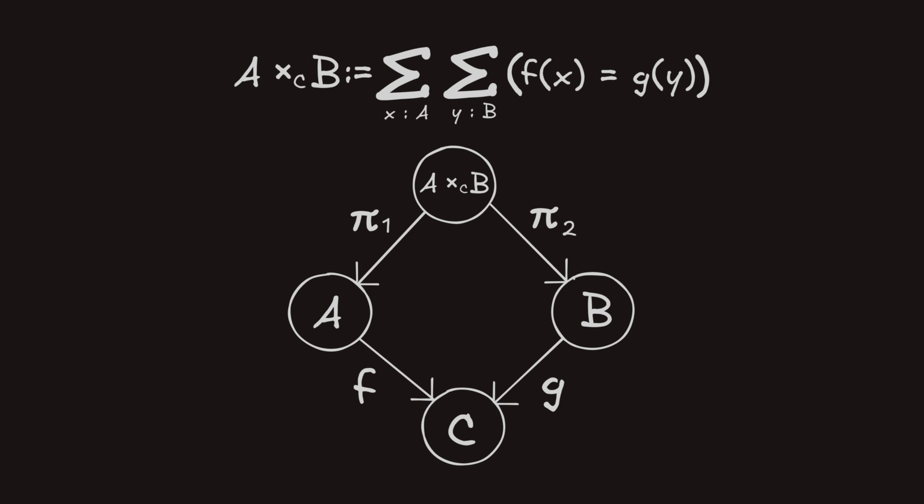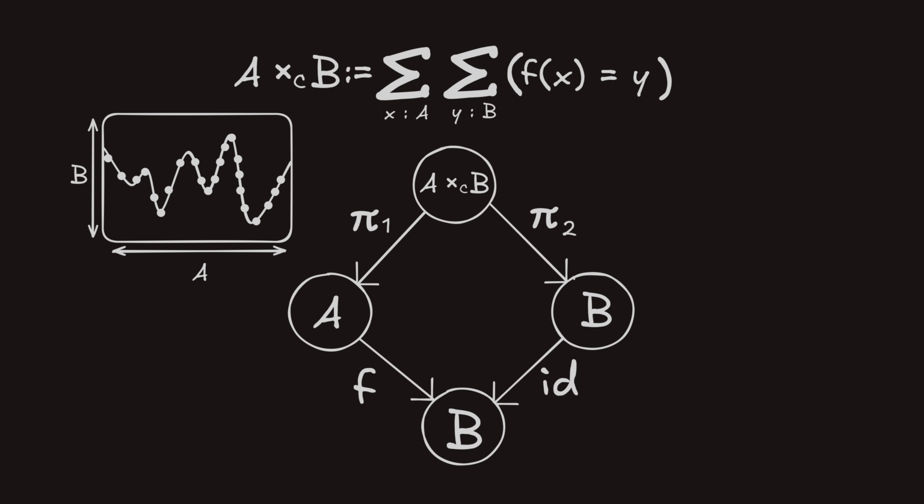We can also, for example, let C be equal to B and g be the identity function. The terms inhabiting this pullback would then be points on the graph of f(x) equals y.